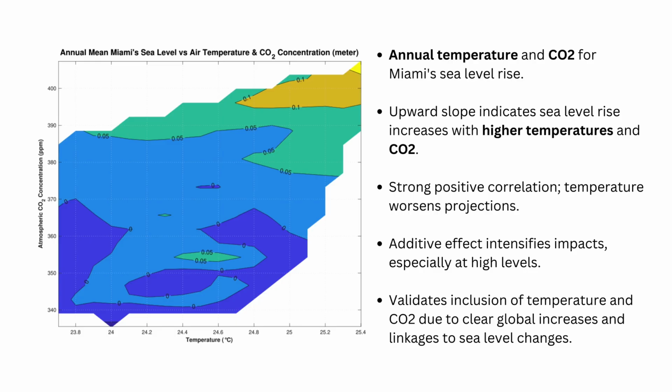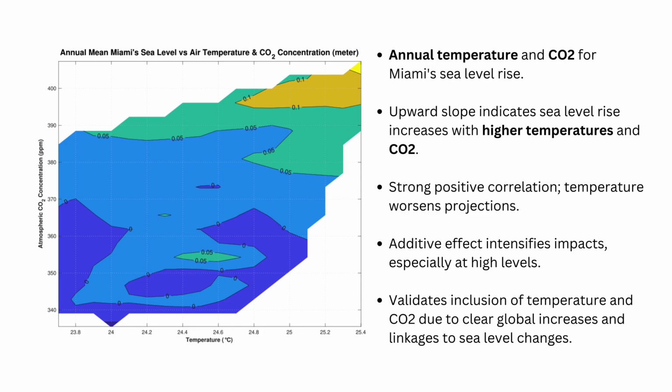The contour map analysis emphasizes the significance of annual mean temperature and atmospheric CO2 level as crucial model inputs for understanding and predicting sea level rise in Miami. The contours reveal an upward slope, indicating the projected sea level rise increases with higher temperatures and CO2 concentrations.